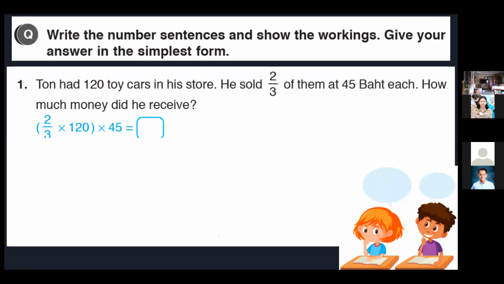So you will just get 2/3 of 120. So inside the bracket, 2/3 times 120. And then after you get the answer, times 45. 45 baht. Okay, continue answering. After 5 minutes, we will check. Then we go to number 2, number 3, number 4, number 5. Okay, start now. I already showed the number sentence. You will just continue.